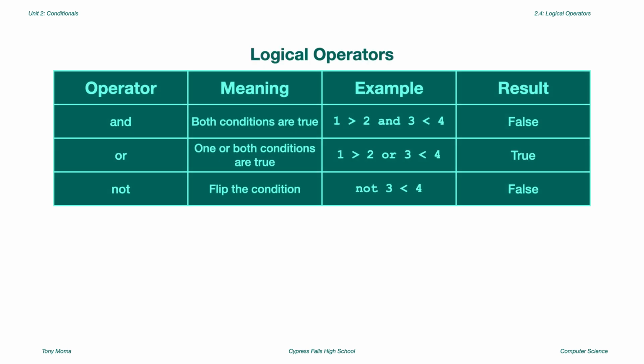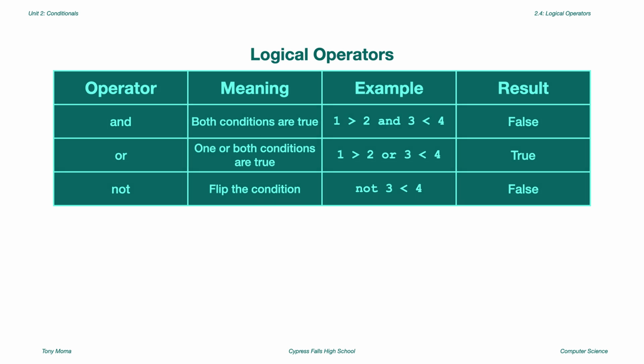So in summary, in Python we have 3 logical operators. The AND operator, which evaluates to true if both the left and right conditions are true and false otherwise. Then there's the OR operator, which evaluates to true if one or both of the left and right conditions are true and false otherwise. And then lastly, there's the NOT operator, which simply flips the condition. If the condition is true, then the NOT operator will evaluate to false. And if the condition is false, then the NOT operator will evaluate to true.